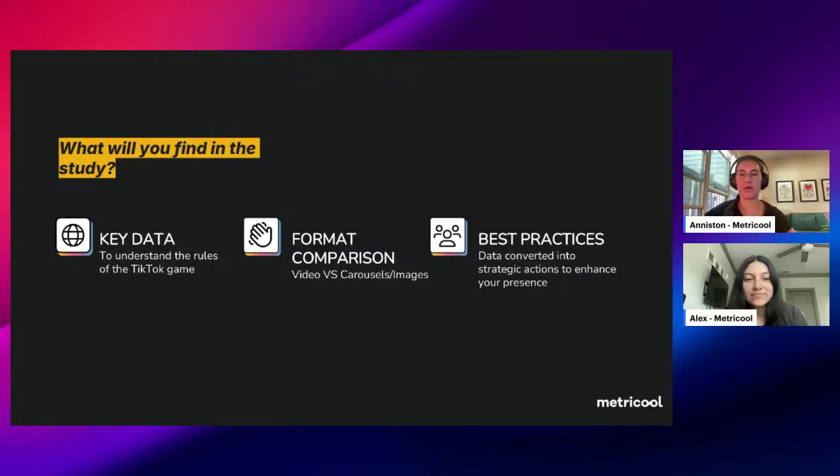Okay, so just an overview of what you will find in the study. The data that we analyzed is from our platform to understand how users, both professional and personal accounts, utilize TikTok for their brand or their personal brand. Like I mentioned in the beginning, we're going to compare videos versus carousels or images. We group those together since they're image formats. And at the end, we also have best practices to convert the data into strategic actions for your brand or business.